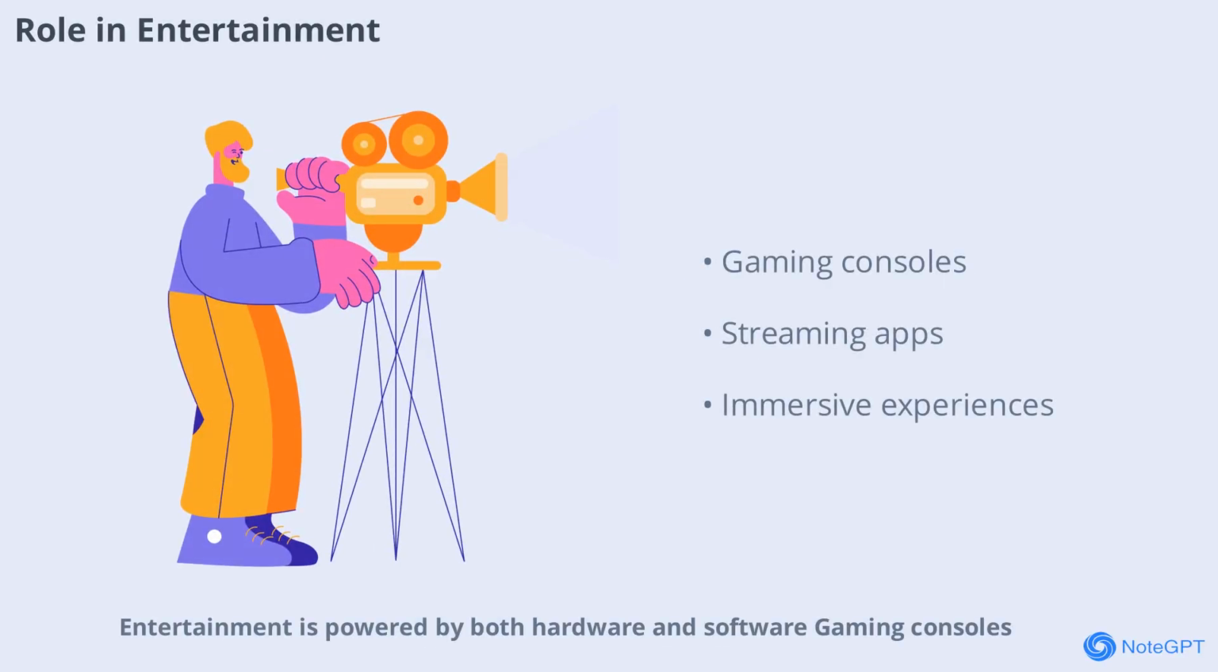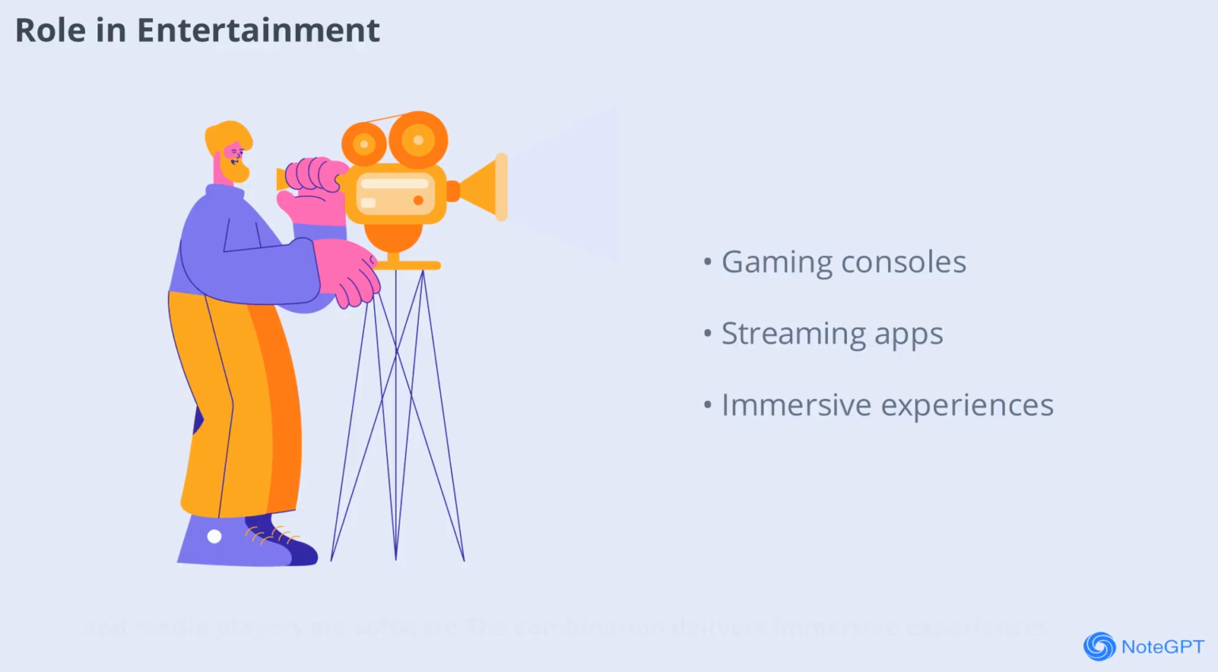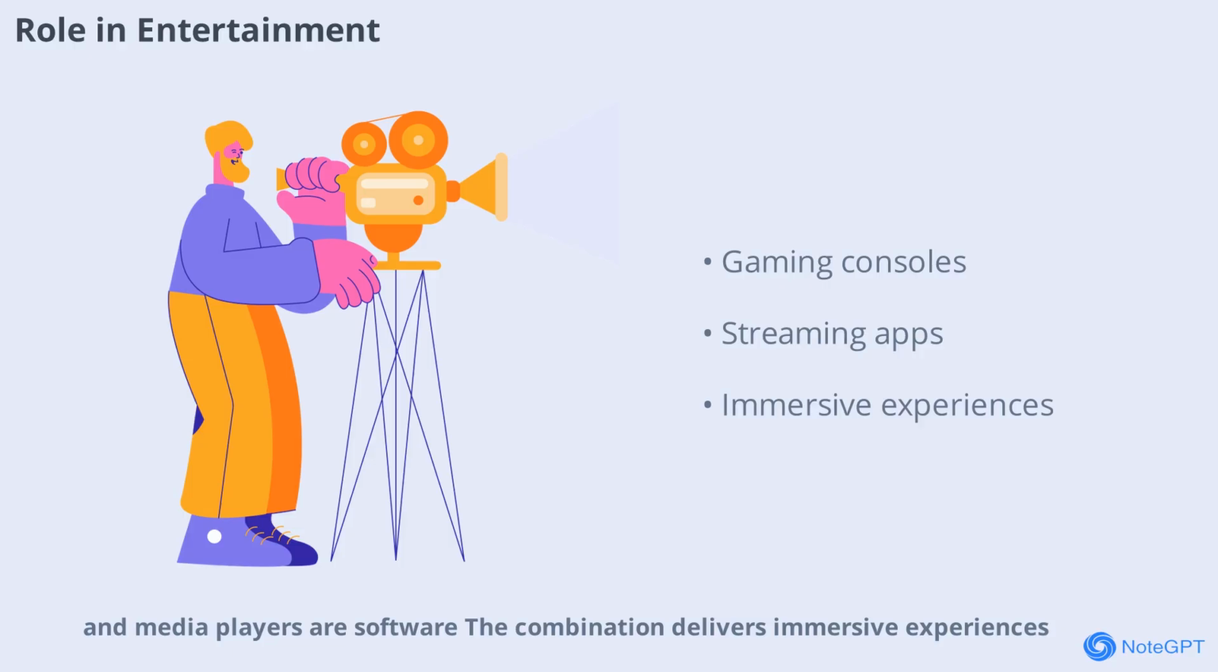Entertainment is powered by both hardware and software. Gaming consoles, VR headsets, and smart TVs are examples of hardware, while games, streaming apps, and media players are software. The combination delivers immersive experiences, high-quality visuals, and endless content options.